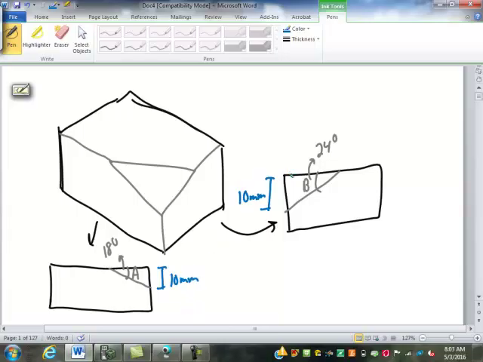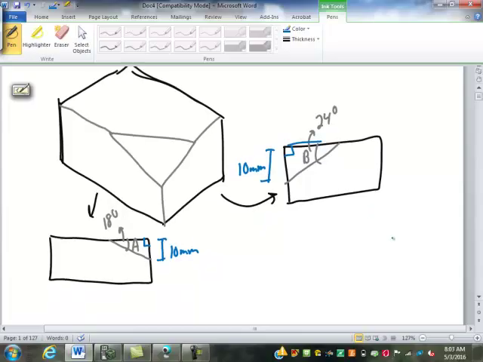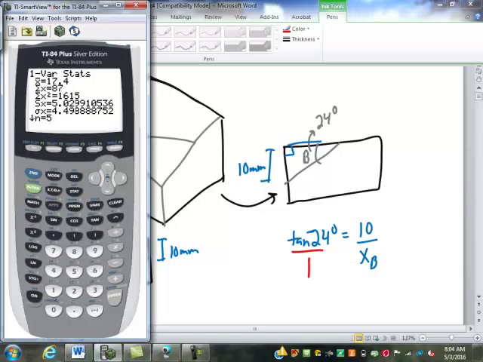This side here is going to be found using a tangent. Now again, we don't know what the actual lengths are, but it's the ratio of lengths. So we can pick one length to be whatever we want, and the other ones fill in off of that length. So the tangent of 24 degrees equals 10 over, I'm going to call that xb, the x coordinate from B. So I've got to do it like this: xb equals 10 divided by tangent of 24.